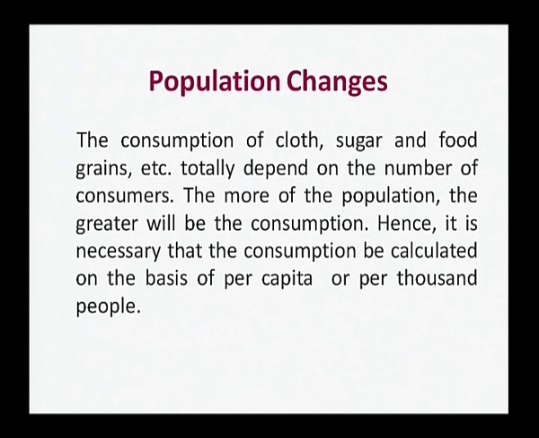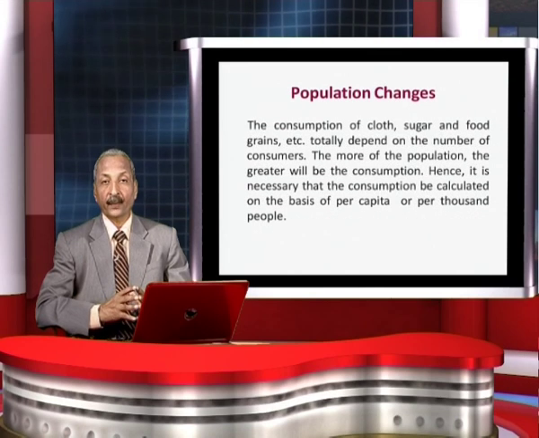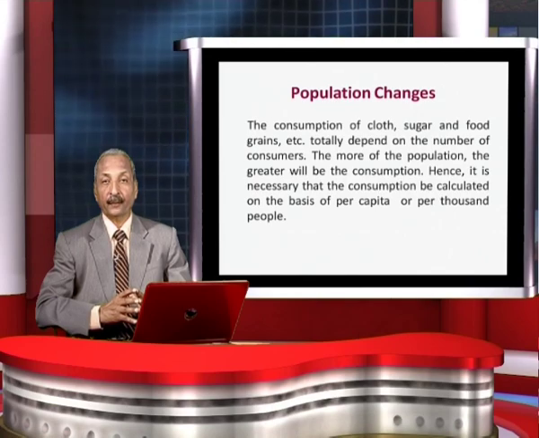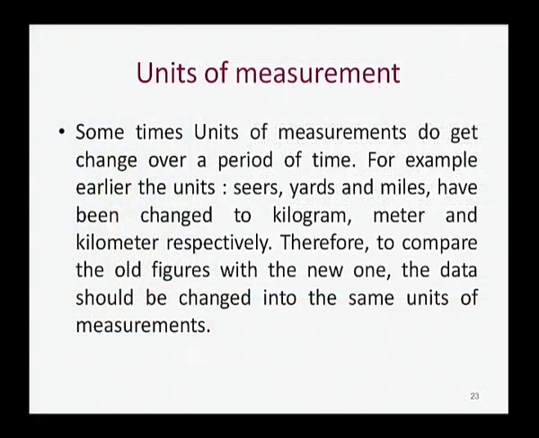In population changes, the consumption of cloth, sugar and food grains etc. totally depends on the number of consumers. The more the population, the greater will be the consumption. Hence, it is necessary that the consumption be calculated on the basis of per capita or per thousand people in order to have a clear picture of the time series data.